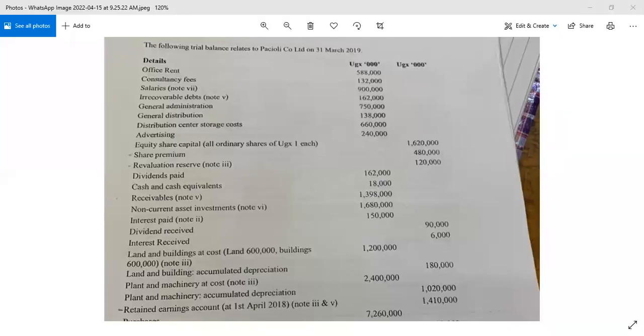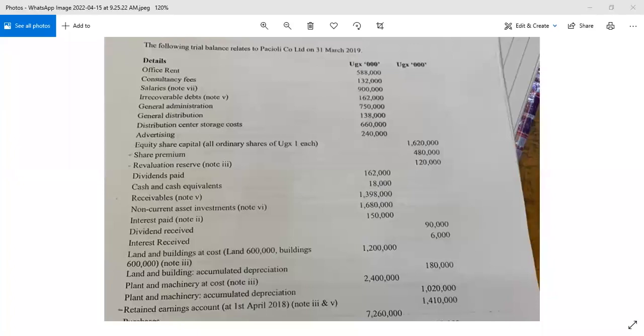Okay. General. Then you have distribution center. Still, this is obvious. Say the word distribution, so it should go under distribution. 660. Then advertising, still advertising is obvious. Cost involves increasing sales, which is distribution, 40.